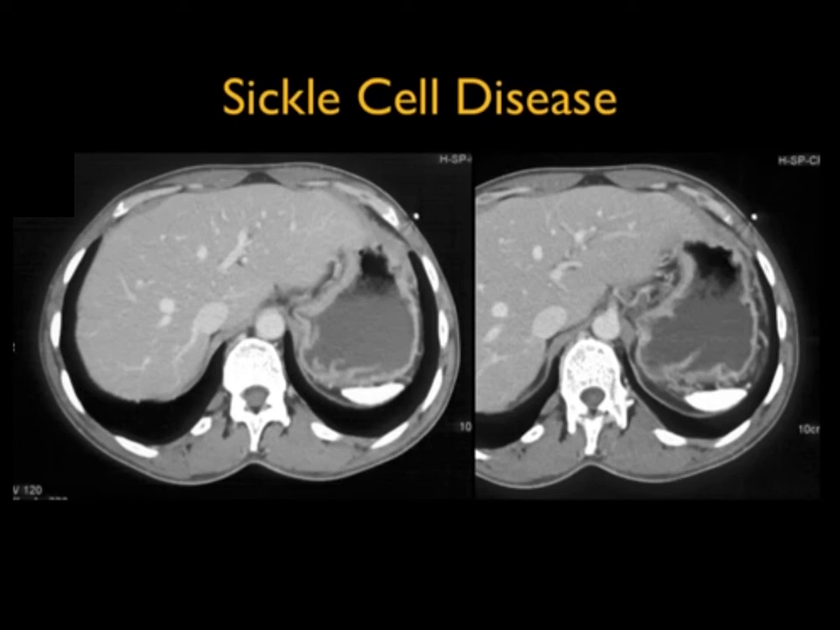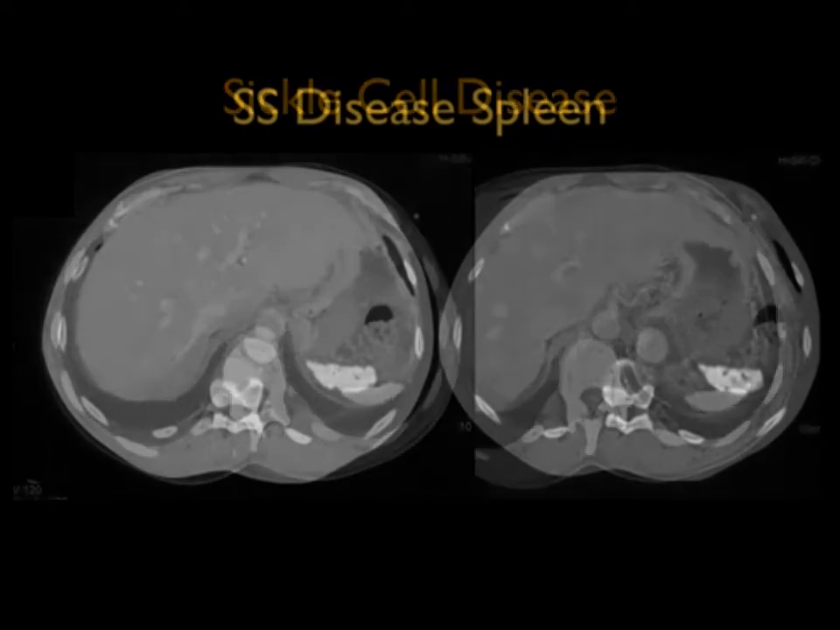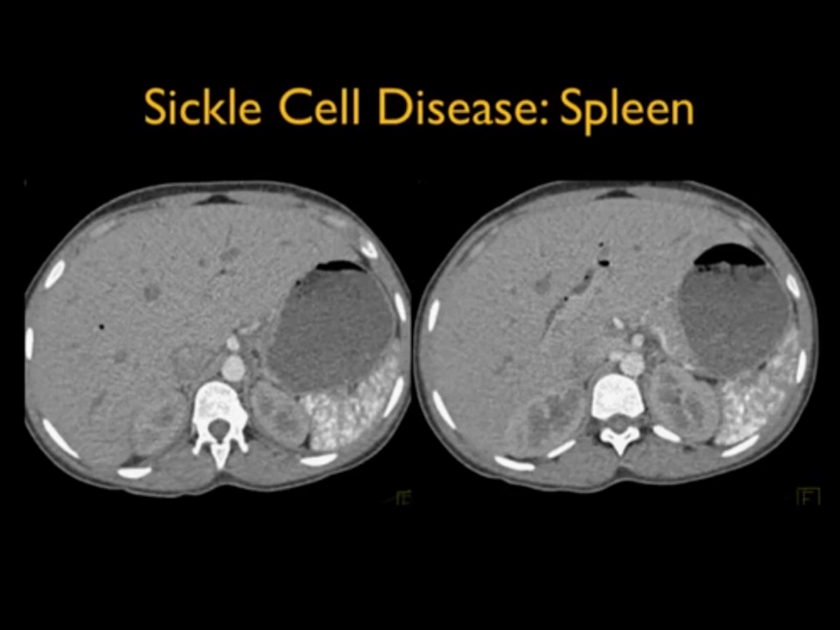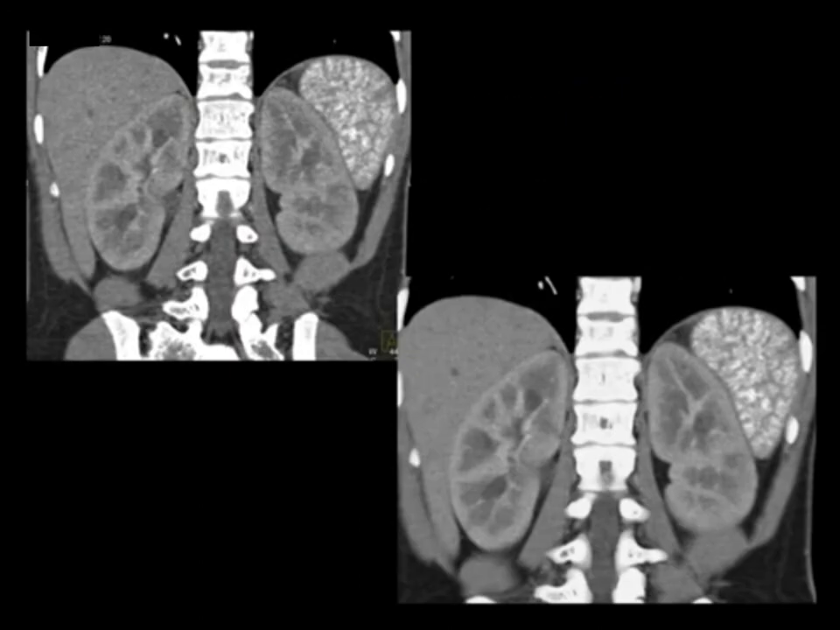Now, you don't always need to have that small spleen. Here's a little bit of a smaller than normal spleen, but you can see the enhancement changes. Here it is very nicely with diffuse splenic calcification. So a range of appearance in sickle cell disease.